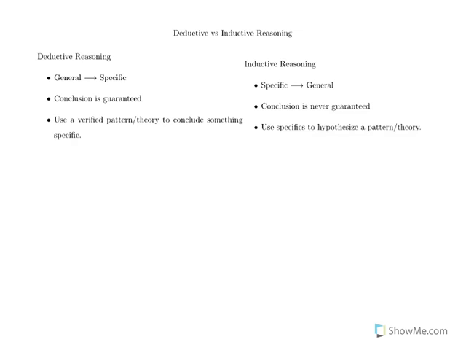With deductive reasoning, the conclusion is guaranteed to be true, and that is not true with inductive reasoning. In fact, you can never be guaranteed the conclusion is true. You can only say at best that it is probable. Deductive reasoning, we use a verified pattern or theory to conclude something specific. Inductive reasoning, we use specifics to hypothesize a pattern or theory. And this is the basis of logic in general. And we're going to explore these ideas for the rest of the first chunk of this course.